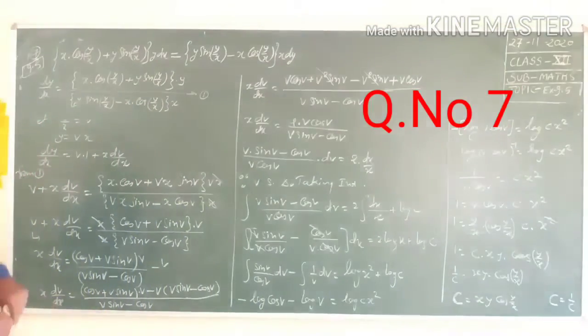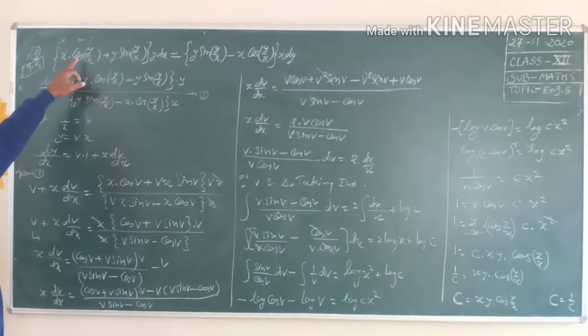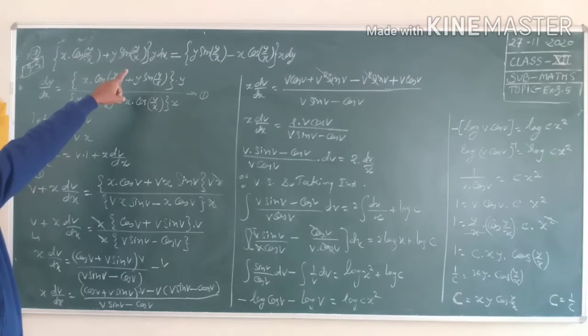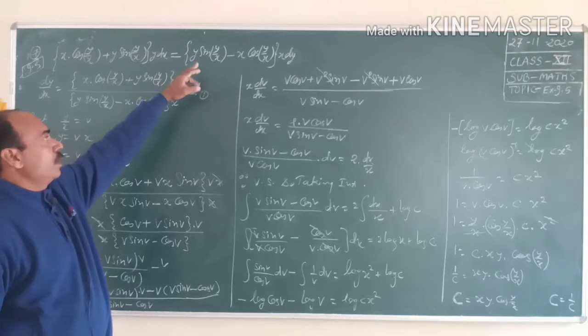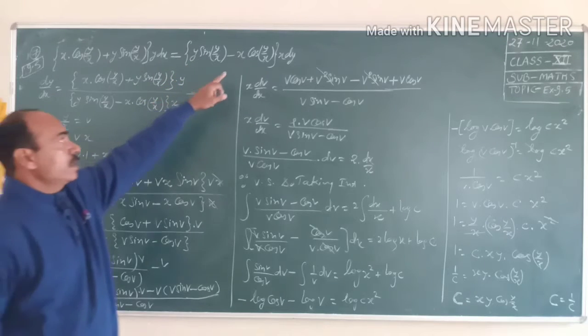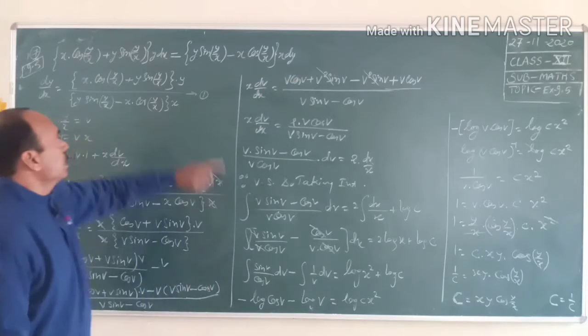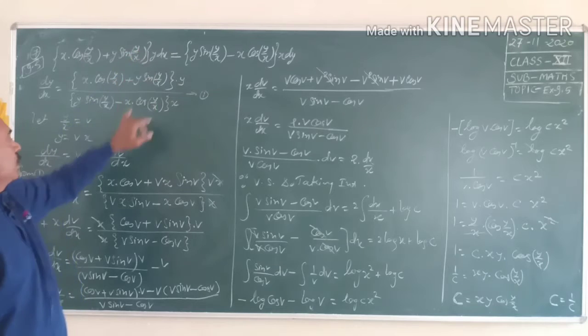Question number 7. {x cos(y/x) + y sin(y/x)} y dx = {y sin(y/x) − x cos(y/x)} x dy. Since in this question we have y/x, we put y/x = v.